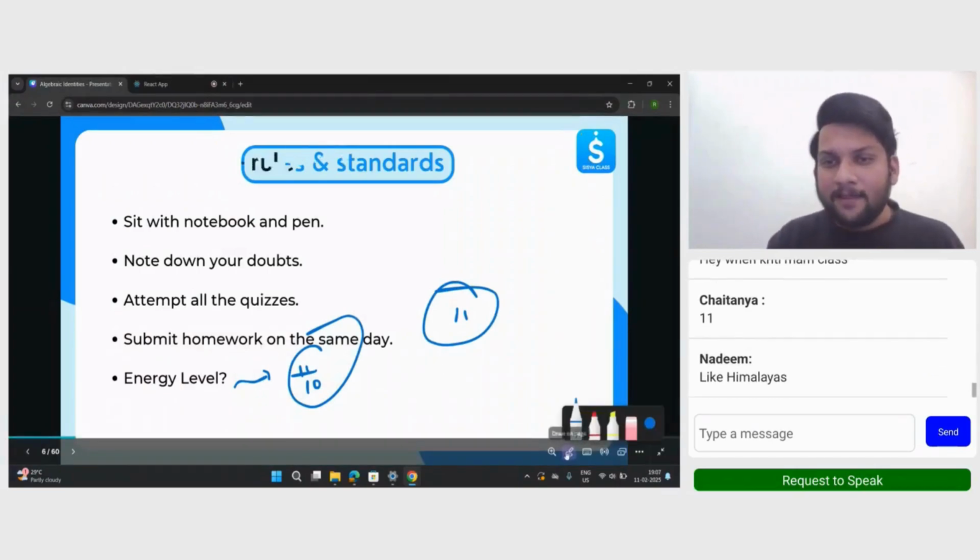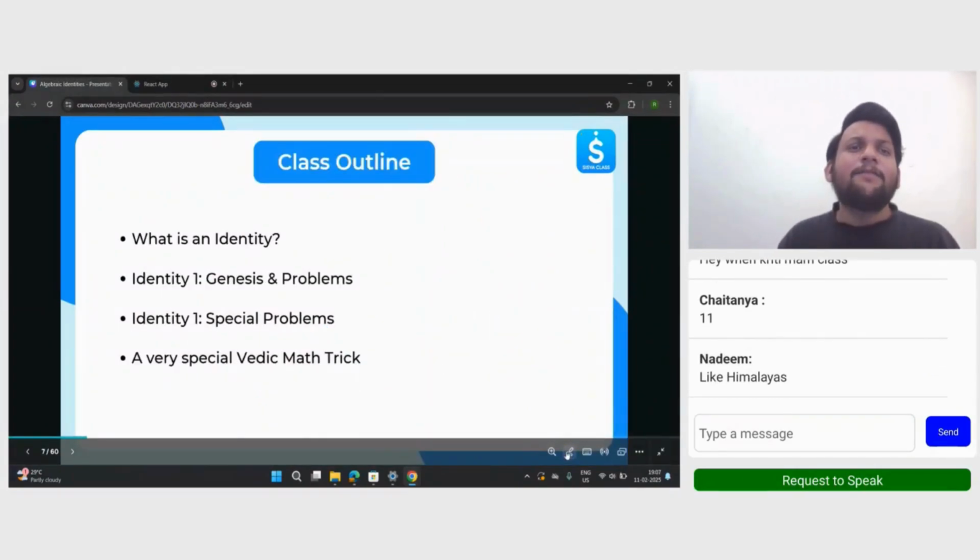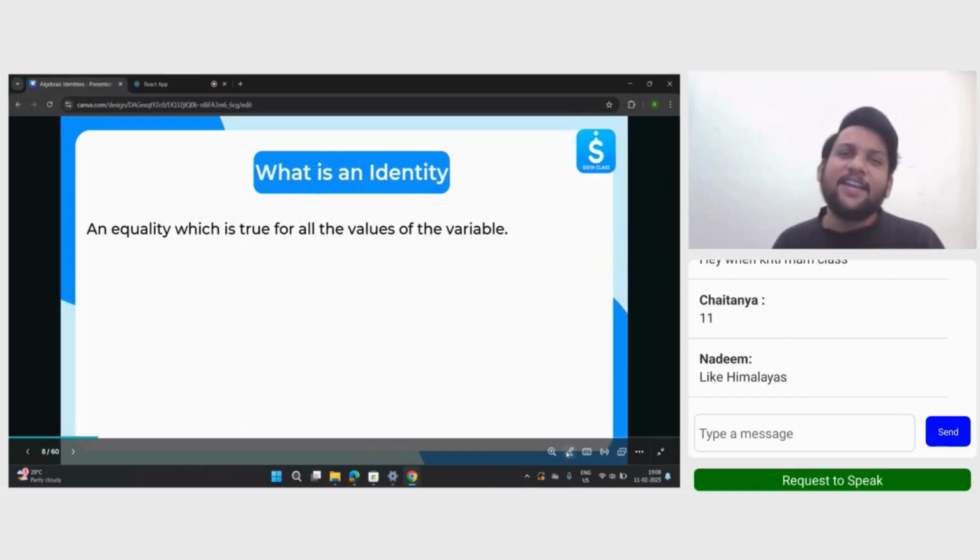Amazing. Let's start. What we are going to study today, dear students, is first of all, what is an identity? Identity one, genesis and problems. Identity one, special problems. And at the last, a very special Vedic math trick that we'll only find at SISYA class. All right, let's start. First of all, what is an identity?